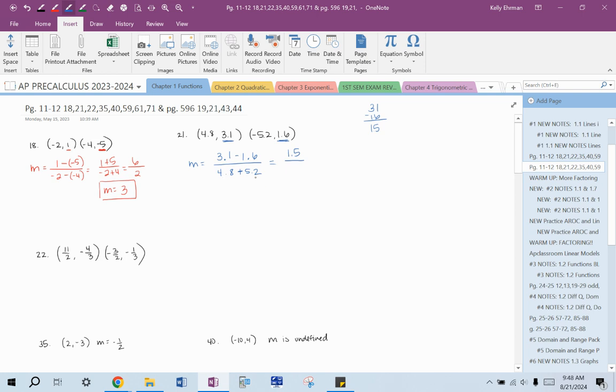4.8 plus 5.2. Again, you could just say, what's 48 plus 52? Add those up. It's not 100, though. It's 4.8 plus 5.2, you just drop the decimals down. It's 10.